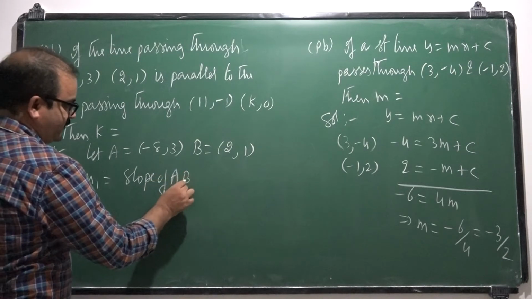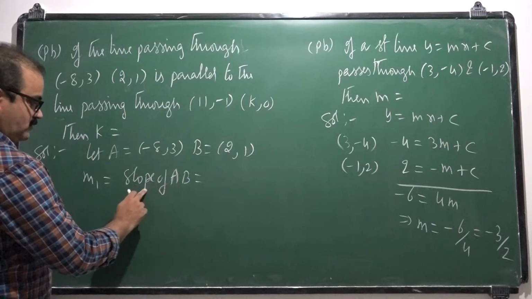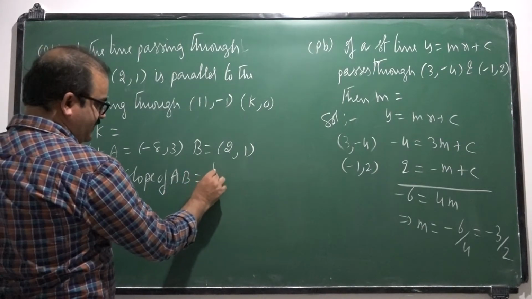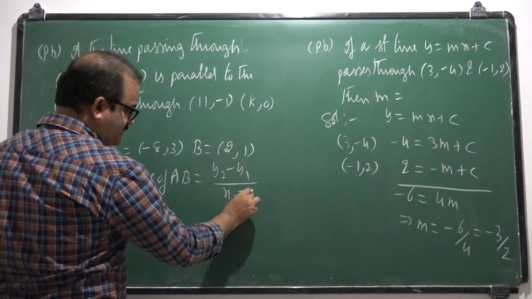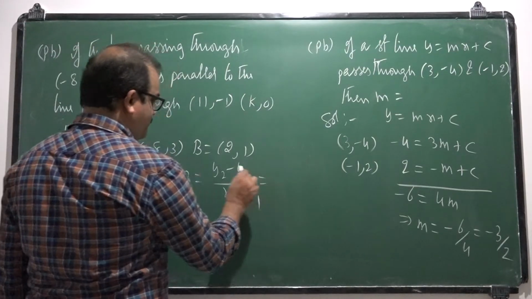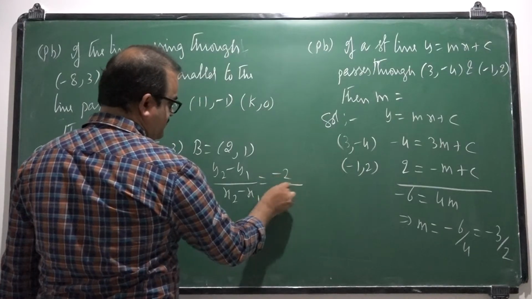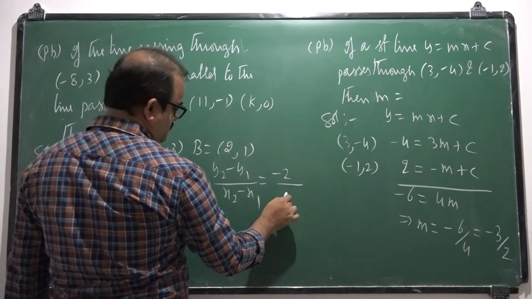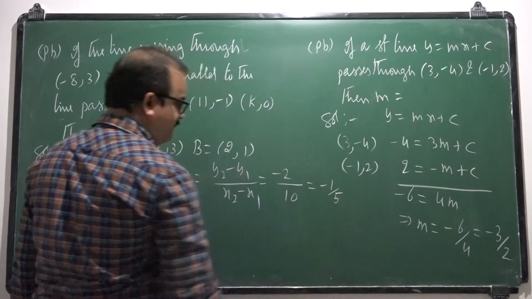Slope of AB. We know slope of line joining 2 points is (y2 minus y1) by (x2 minus x1). That is 1 minus 3, which is minus 2, by 2 minus of minus 8, that is 2 plus 8, 10. So minus 1 by 5.